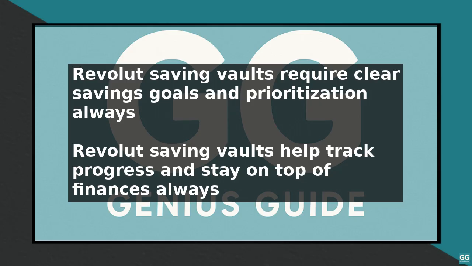For example, if you want to save for a vacation, you can create a vault called Vacation Fund and set a target amount of $1,000. You can then set up automatic transfers from your main account to your Vacation Fund vault and track your progress over time.